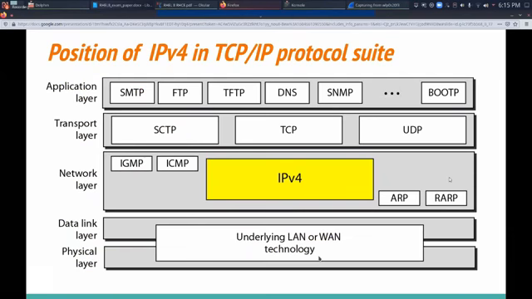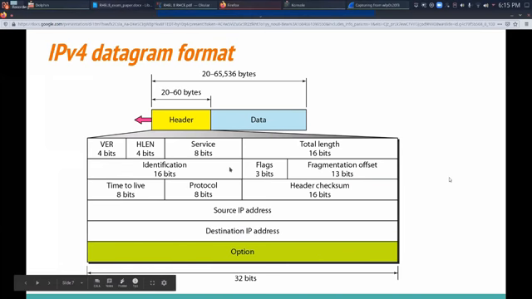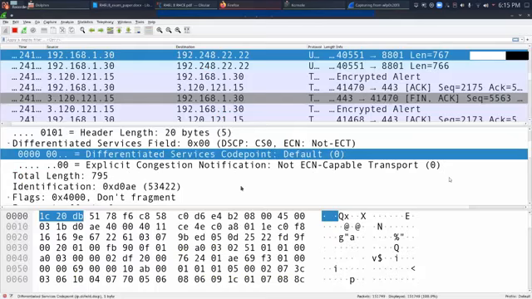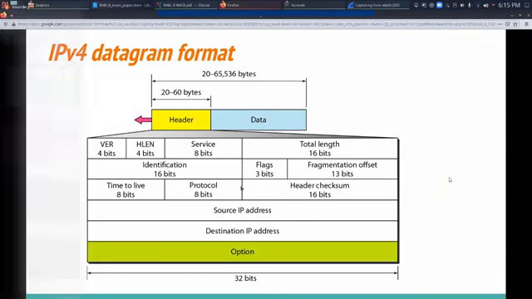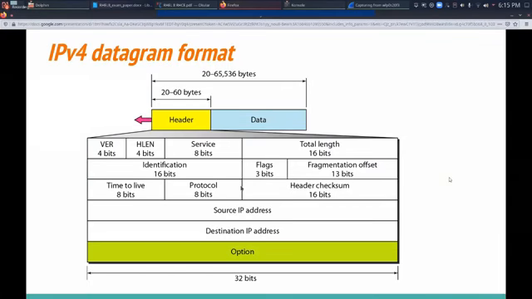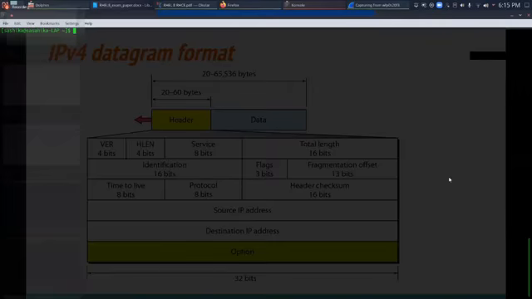Right. So you can see we have defined the version, header length, and type of service. The next thing we are going to use is the total length. When you say total length, it defines the header plus the data. See, total length defines the header plus the data.